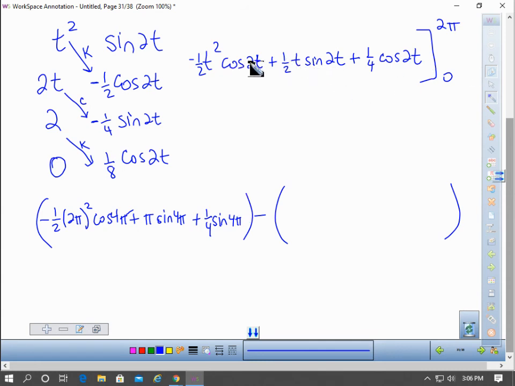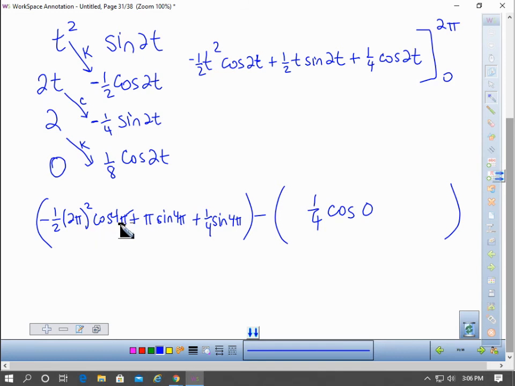Then I'm going to put a 0 in all this. So if I put a 0 in here, that's going to go away, because 0 squared will be 0. Putting in a 0 here, that t will be 0, that'll go away. So then putting a 0 in here, I'll have 1/4 cosine of 0. Whew, that wasn't too bad. All right, so now let's go through and work this out.